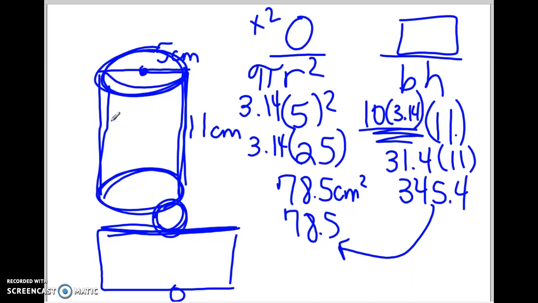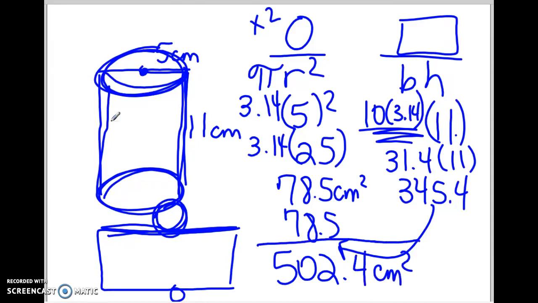Now, if this is still not quite making sense, you need to review some of the other videos. You need to try to find some videos on just circumference, finding the circumference with your surface area. Because we do have a couple of cylinders. When I add them all together, you have 502.4 centimeters squared.